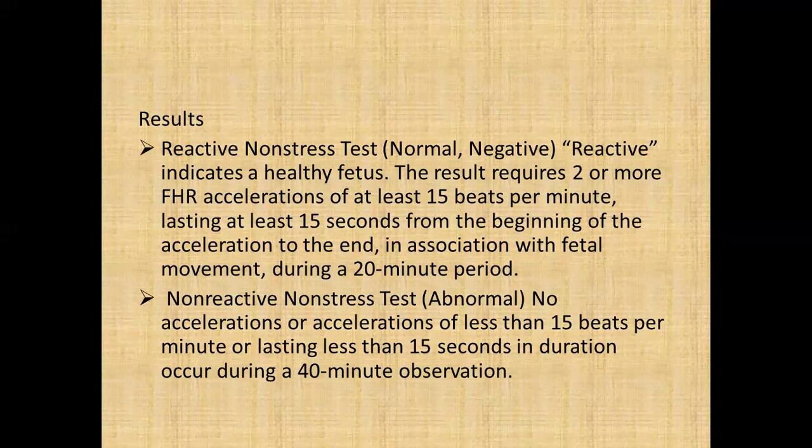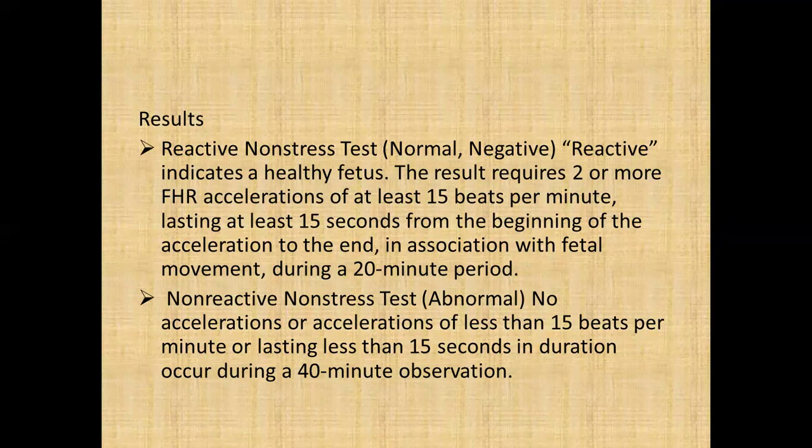Negative means that there is no problem with the fetus. The fetus is doing well. Let me say that again: a reactive non-stress test is a normal non-stress test, which is negative. Negative means it's normal, everything is fine. So reactive indicates a healthy fetus. Now, what does a healthy fetus mean?